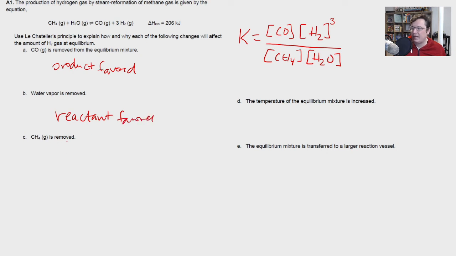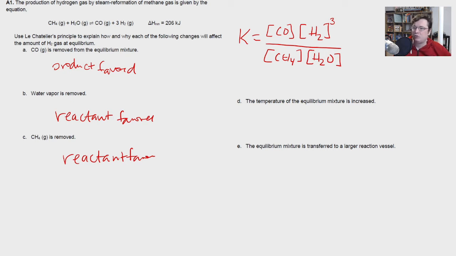Next, CH4 gas is removed. Same thing, reactant favored, because the equilibrium is going to shift so that you're going to have to produce more of the reactants to get Q back down to K, because Q is going to be larger because the denominator is smaller.